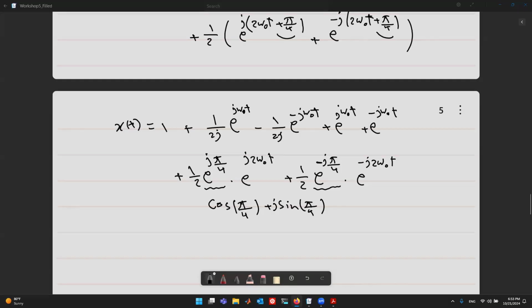What's the value of what? Sorry, yeah, what's cosine pi over 4? Oh, square root of 2 over 2. Is it square root of 2 over 2, I think? Yeah, or just 1 divided by square root of 2. It's the same as square root of 2 divided by 2. And the sine, it's the same thing.